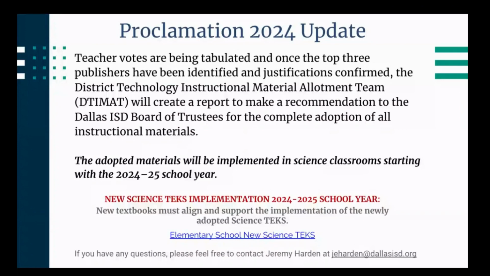If you have not taken a look at the new science TEKS that are going to come into effect in the 2024-2025 school year, we have linked them on this slide and also in your participant guide for you to take a look at. If you have any questions or you would like some more information, please contact Jeremy Harden at jeharden@dallasisd.org.